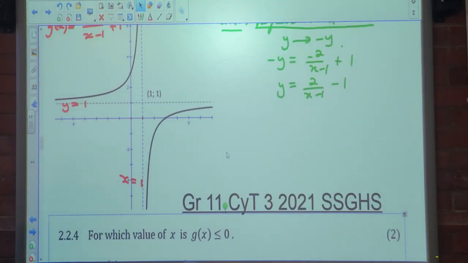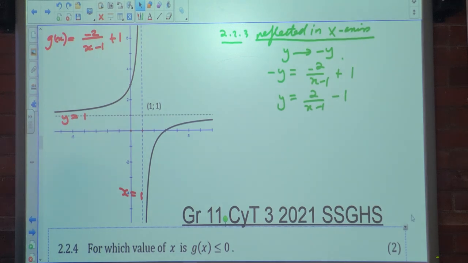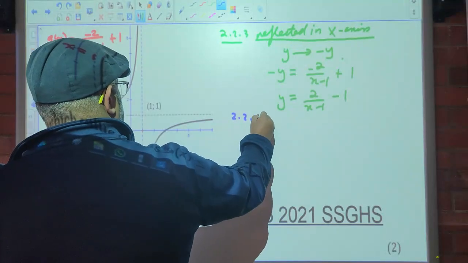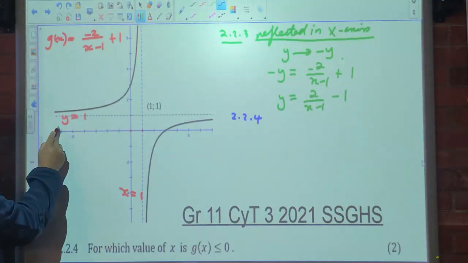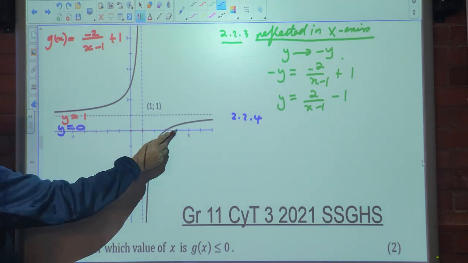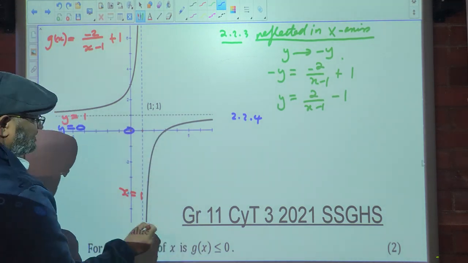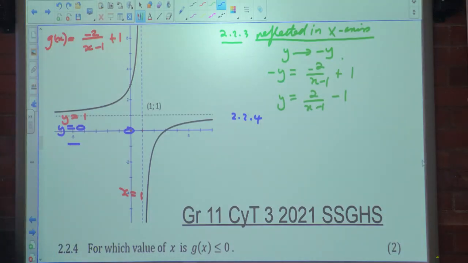Number 2.4. For which values of x is g of x less than or equal to 0? So this is the y is equal to 0 line here. Less than or equal to 0 means below the line. If it was more than, it would have been above the line.